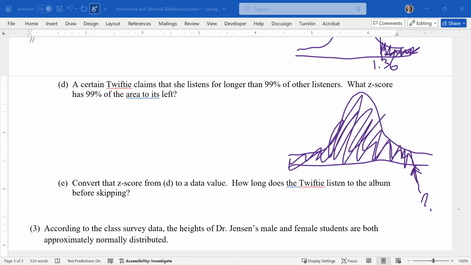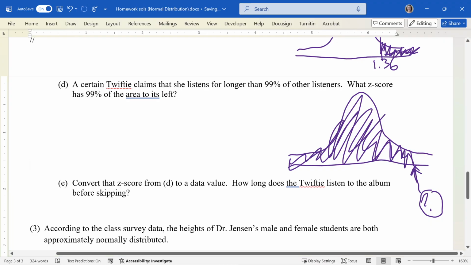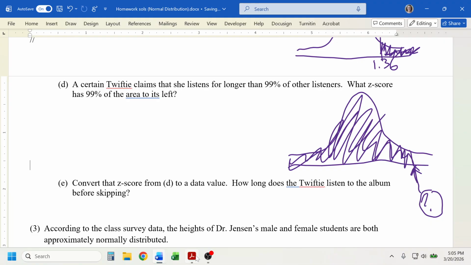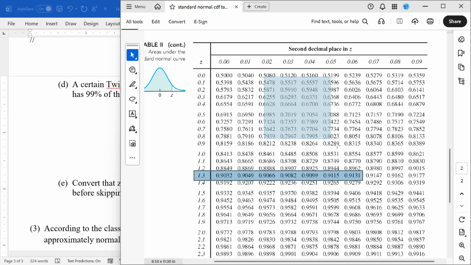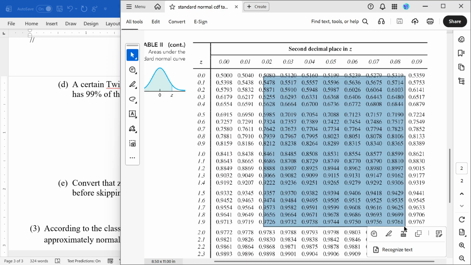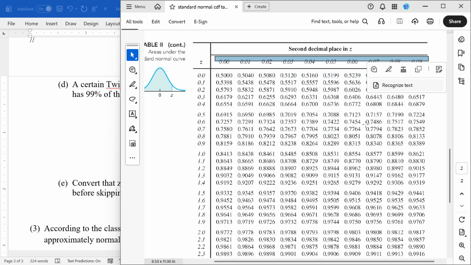Okay, so another work of art here. I'm looking for what this z-score is right here, question mark, that has 99% of the area to its left. So instead of having the z-score and looking up the area, I have the area and I want to know the z-score. So I want to use the table backwards, basically. These numbers in here are the areas, and I have an area, 99%, and I want to figure out what z-score gives me that area.